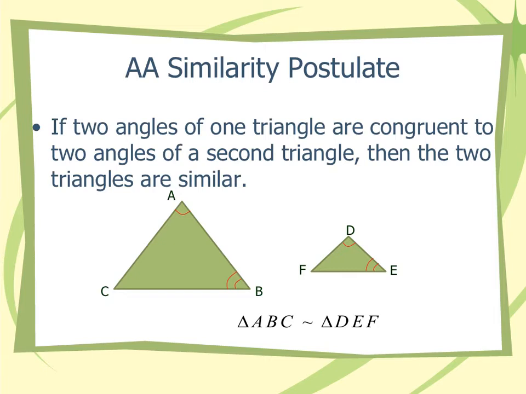But if I wanted to show that 2 triangles were similar, and I have 2 pairs of angles that are marked as congruent to each other, like this, A is congruent to D and B is congruent to E, now I can say that those 2 triangles are similar to each other, and the reason would be the angle postulate, or AA postulate.